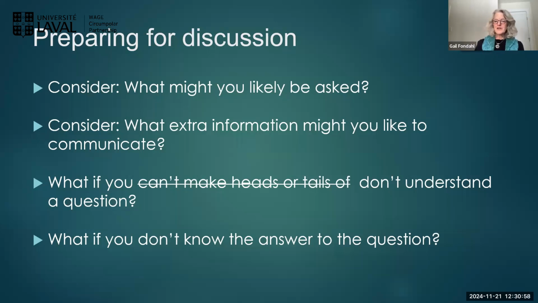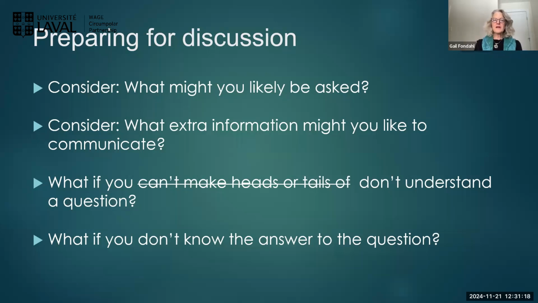You also can consider what you might want to say, even if it doesn't totally relate to the question. You can misunderstand questions, and some people do this very skillfully. Sometimes you don't understand a question. And I just put this "can't make heads or tails" to remind us all that we shouldn't use those kinds of phrases because they may not translate.